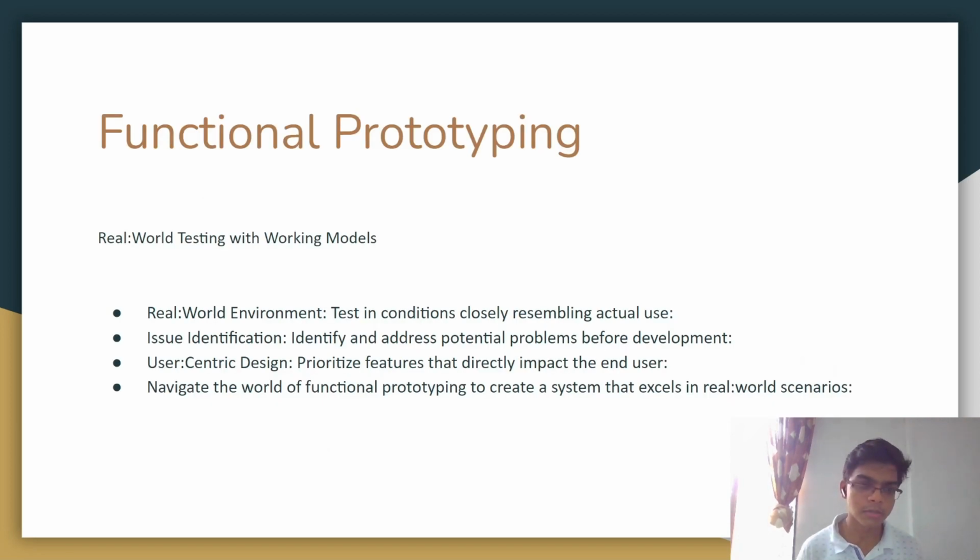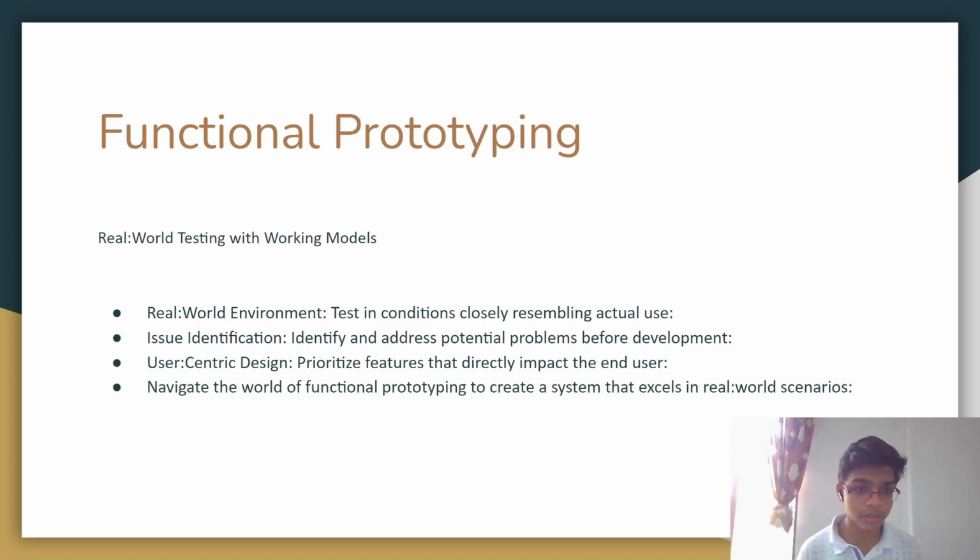Now, what is functional prototyping? Functional prototyping is when we do real-world testing using working models. So what does this mean? That means putting our prototype into real-world environment testing conditions closely resembling actual use. We're going to put it through a testing phase that allows us to simulate user behavior.